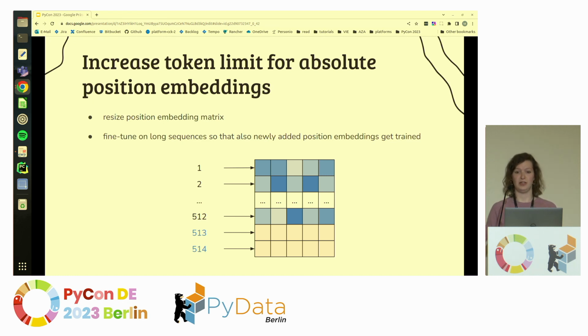These vectors are initialized randomly, so you need to fine-tune on long sequences to update these vectors so that over time they become as meaningful as the initial 512. Code-wise, that's really easy. There are nice convenience functions to do that. I never tried it myself, so I can't tell you if this representation will ever get as good as the initial 512.